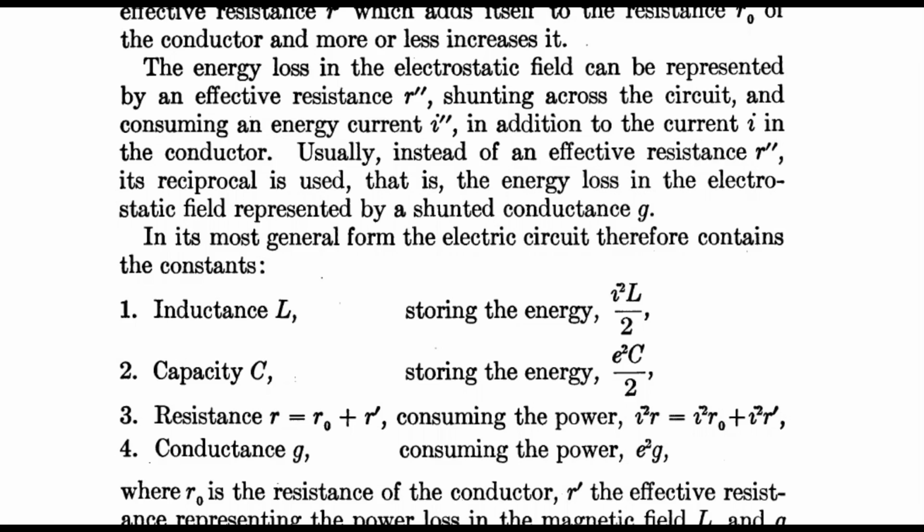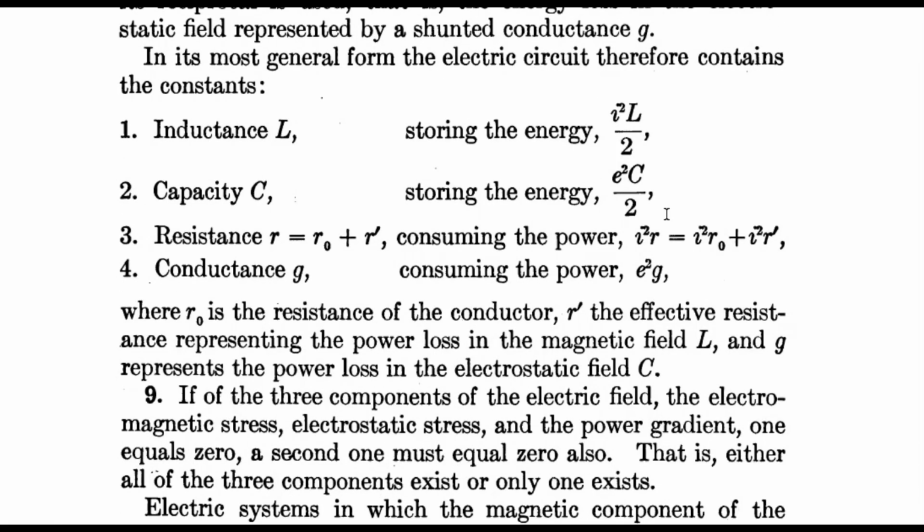In its most general form, the electric circuit therefore contains the following constants. 1. Inductance, represented as L, stores energy equal to 1/2 of I squared times L. 2. Capacity, represented as C, stores energy equal to 1/2 of E squared times C. 3. Resistance, represented as R, which is equal to R sub 0 plus R prime, consumes power equal to I squared times R. This can be further broken down as I squared times R sub 0 plus I squared times R prime. 4. Conductance, represented as G, consumes power equal to E squared times G.